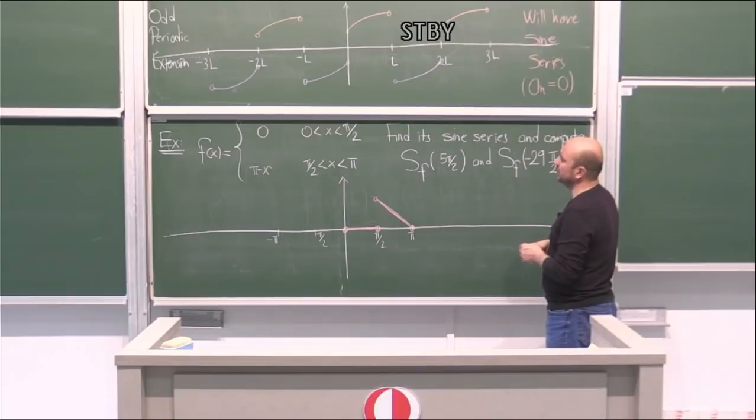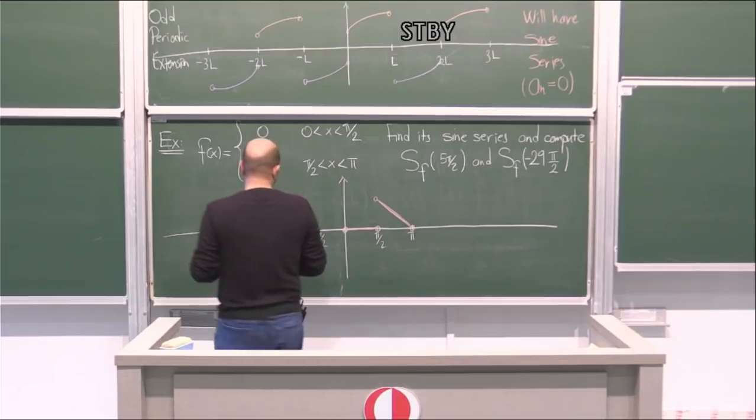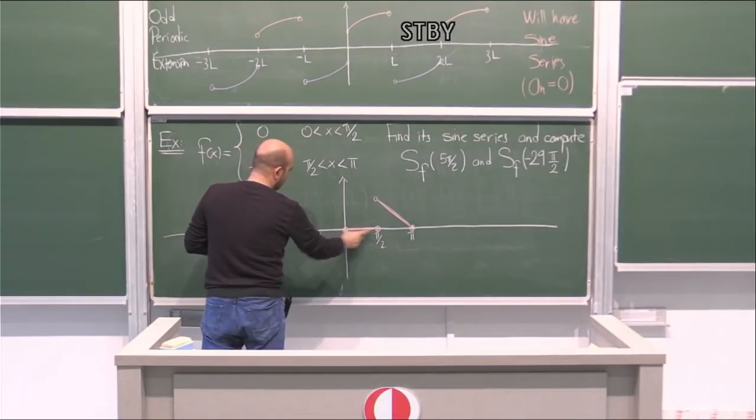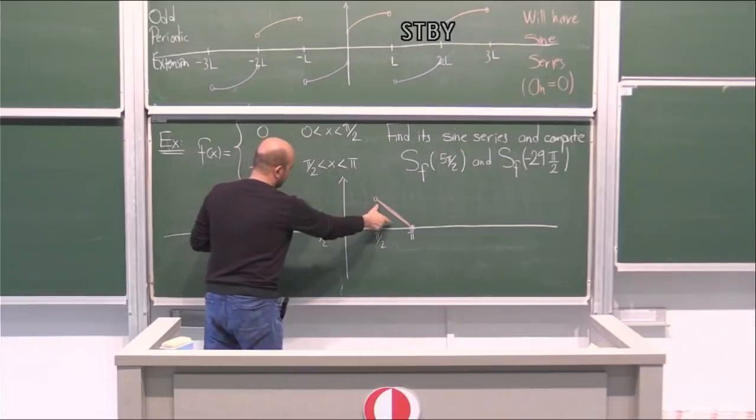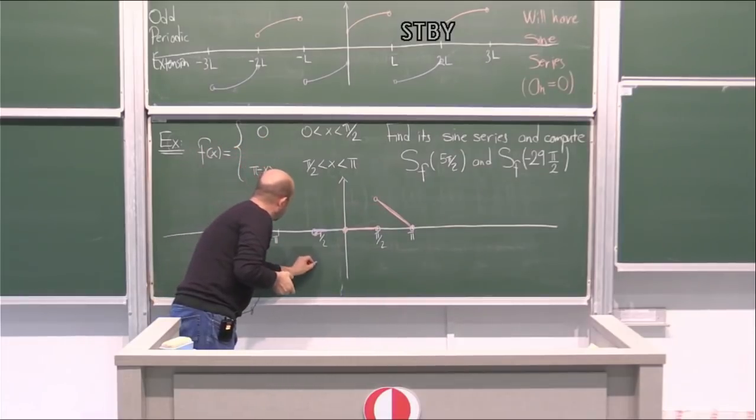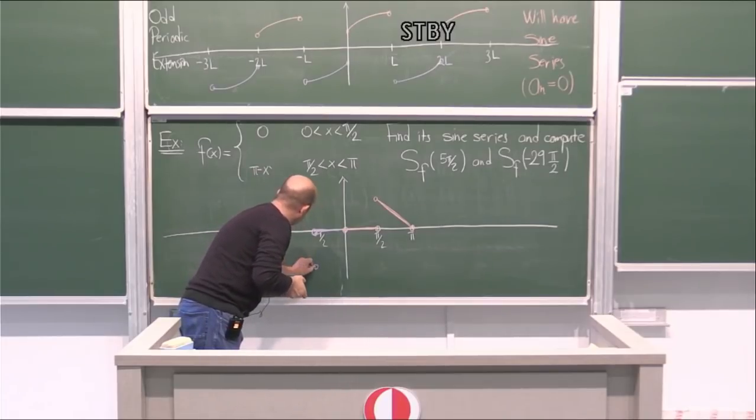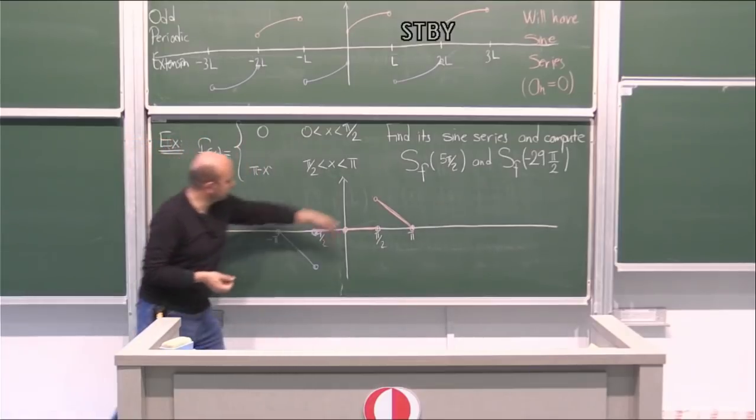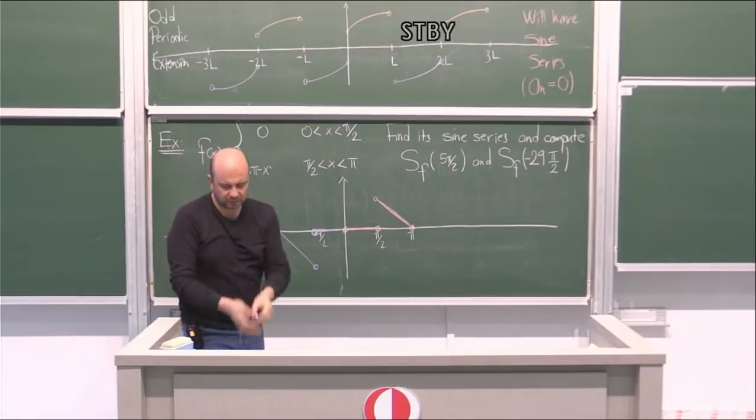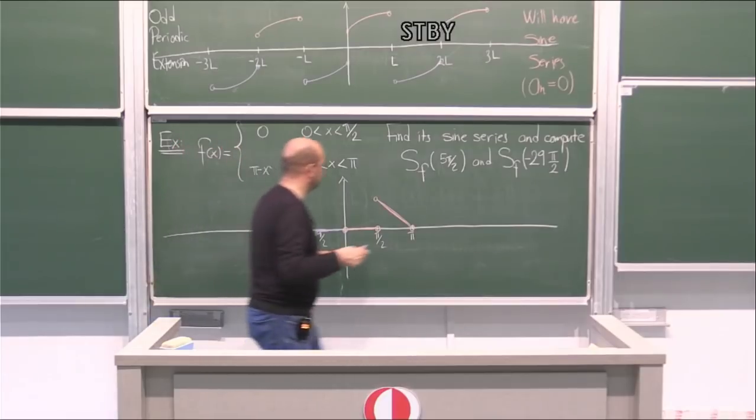Now, I will extend it in an odd way. With respect to the origin, its symmetry is this one again. Now, symmetry with respect to the origin will be this. Okay, so now we made it an odd extension. And now I will make it periodic.